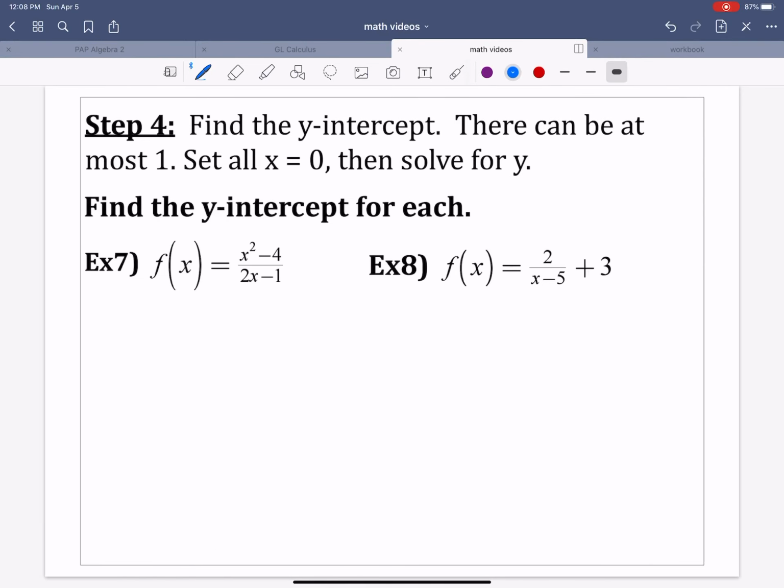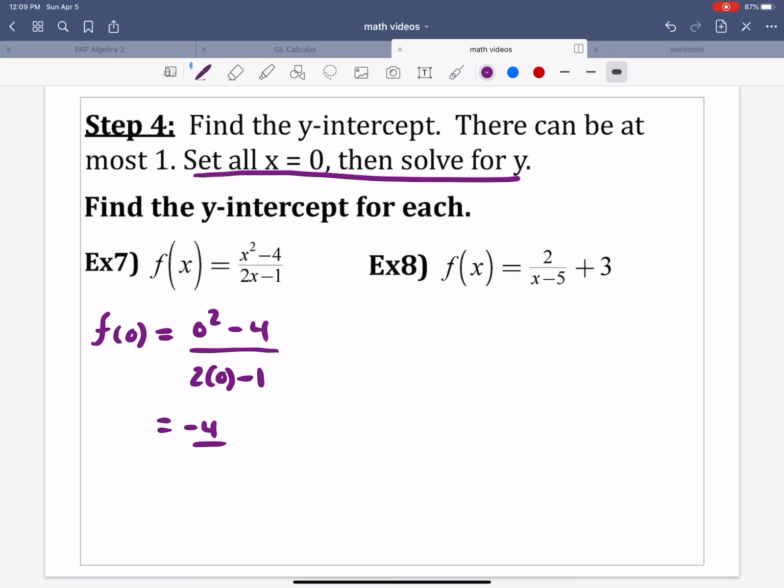Okay. Step 4 is to find the y-intercept. Now, there can be at most one. This isn't going to be a scenario where there's multiple possible y-intercepts like there were for the x-intercepts. So this is actually pretty straightforward algebra here. We're going to set all x values equal to 0 and then solve for y. So for example 7, we're going to basically solve f of 0. That means we plug a 0 in for every x that you see and simplify.